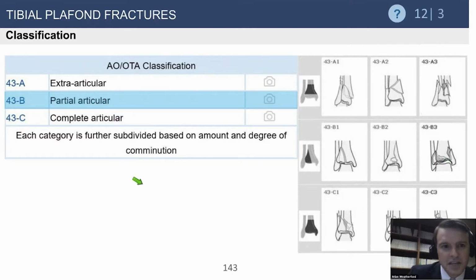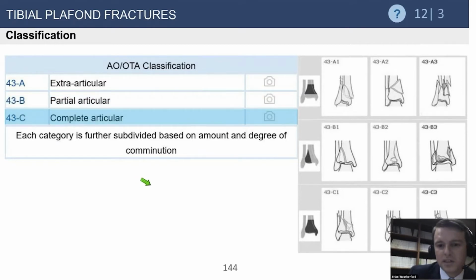And then a C-type fracture, so I think you'll commonly hear that, a C-type fracture is that the articular surface is completely detached from the metaphysis and from the remainder of the shaft of the bone. So no portion of the joint is in continuity with the proximal bone.